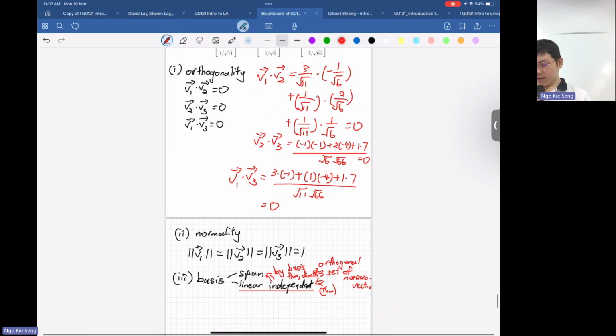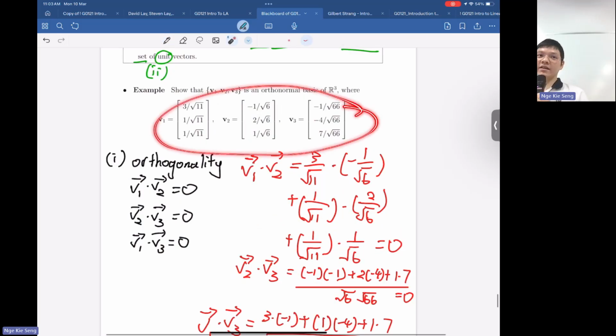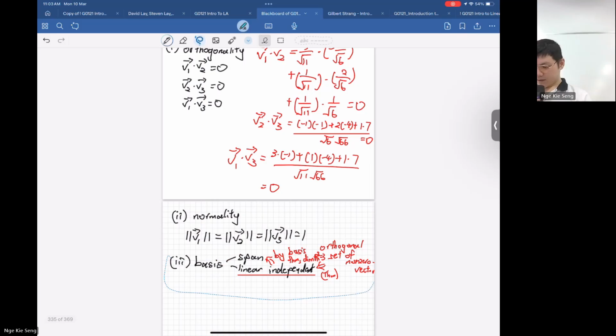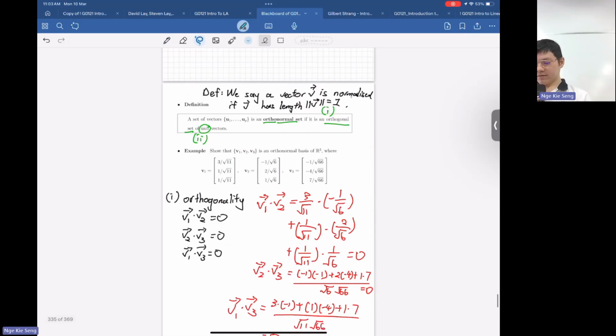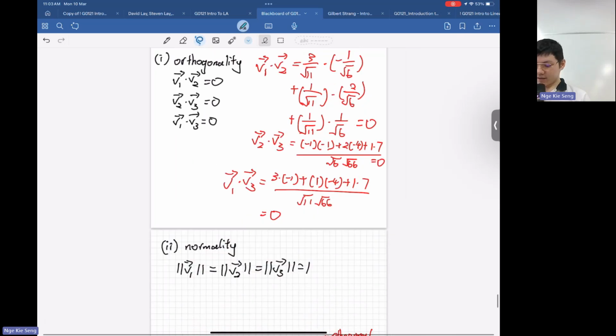And then you check normality. That's why there's a weird denominator dividing here. We will check that their length is actually 1. Can you quickly see by inspection why it is 1? Why do they divide by this square root here? Can you quickly see the calculation? Okay, let's check.